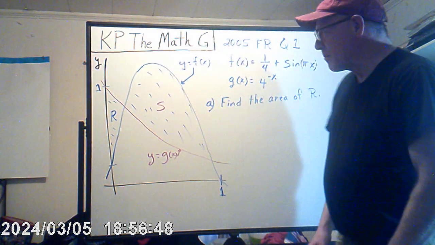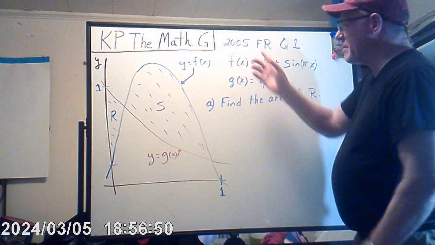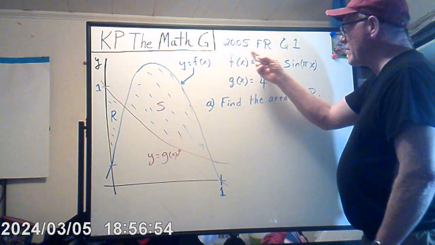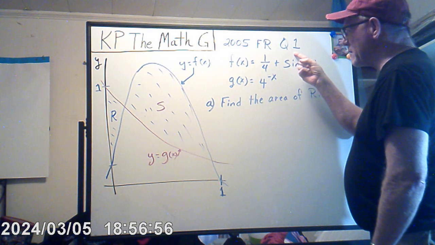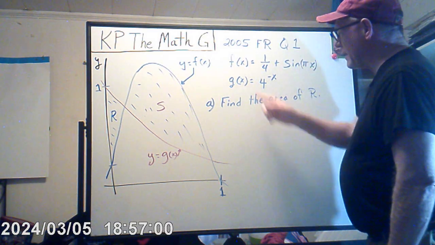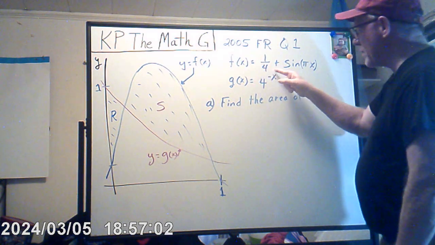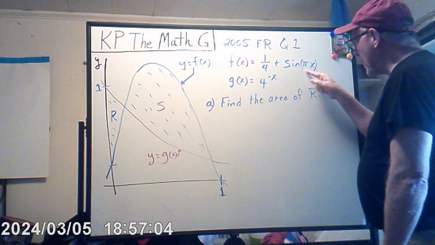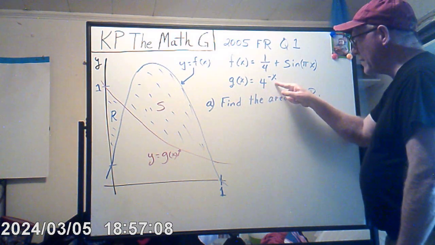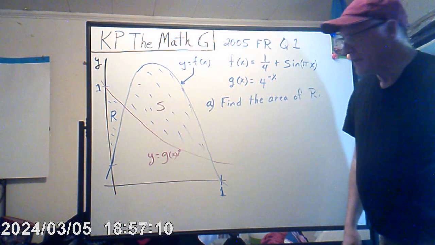I want to talk a little bit this afternoon or evening, whatever, about the 2005 free response question 1. You are given f at x is equal to 1/4 plus sine pi x, and you're given that g at x is equal to 4 raised to the negative x.